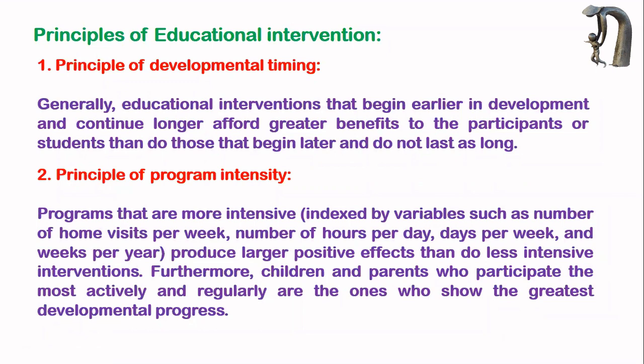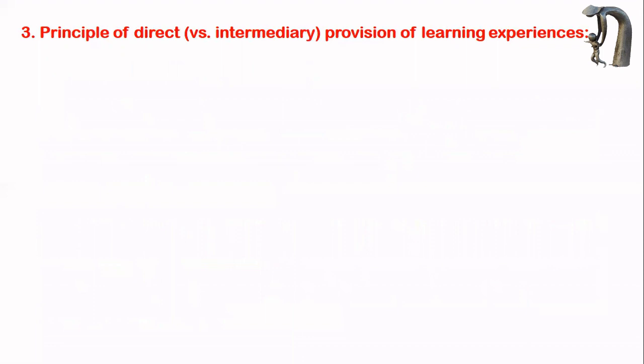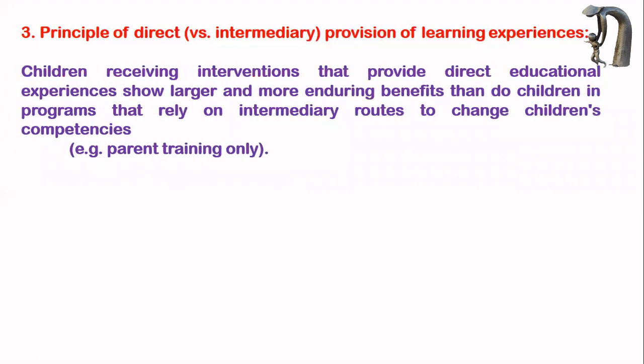Now let us move to the third principle, which is about direct or intermediary. What is this intermediary? Intermediary means like a mediator, mediating something. It's very clear. Children receiving intervention that provides direct educational experience show a larger impact and more enduring benefit. That's very clear. For example, if you leave the children to explore by themselves, they will have a great benefit. They will have a great impact.